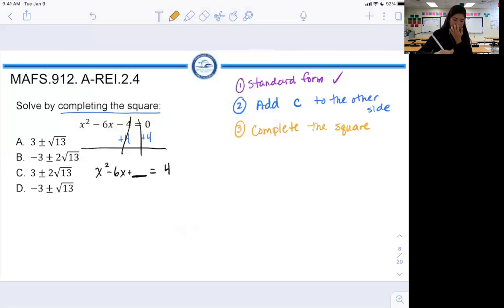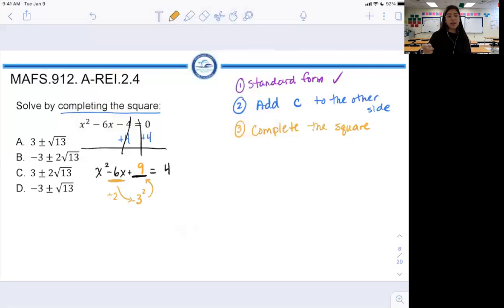No? Okay. So I take this middle number, this -6, and I divide it by 2. I have to do that first. So -6 divided by 2 is -3. Then I square it. I multiply it by itself, to the power of 2. What do you get? 9. Yeah. That's my magic number.